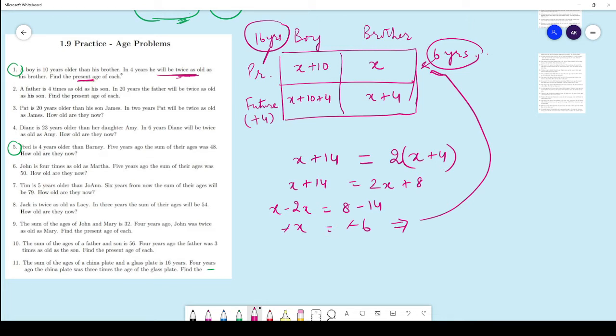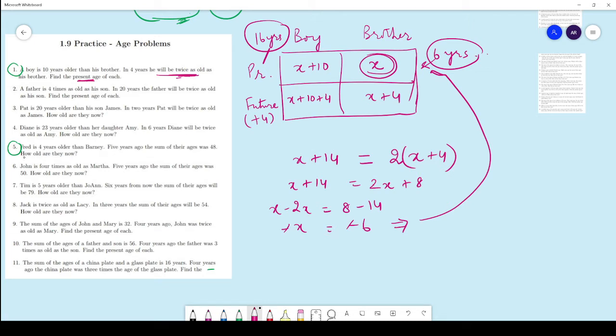Now once you find the present age, if they say what was their age 2 years ago, you can simply subtract 2 from this. So the brother was 4 years old and the boy was 14 years old 2 years ago. So once you have this value of x, you can calculate any of the solutions that are given to you.